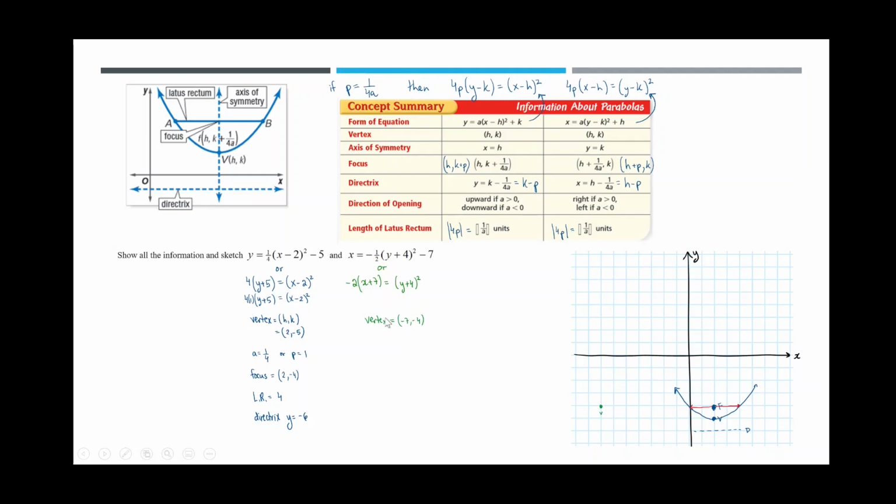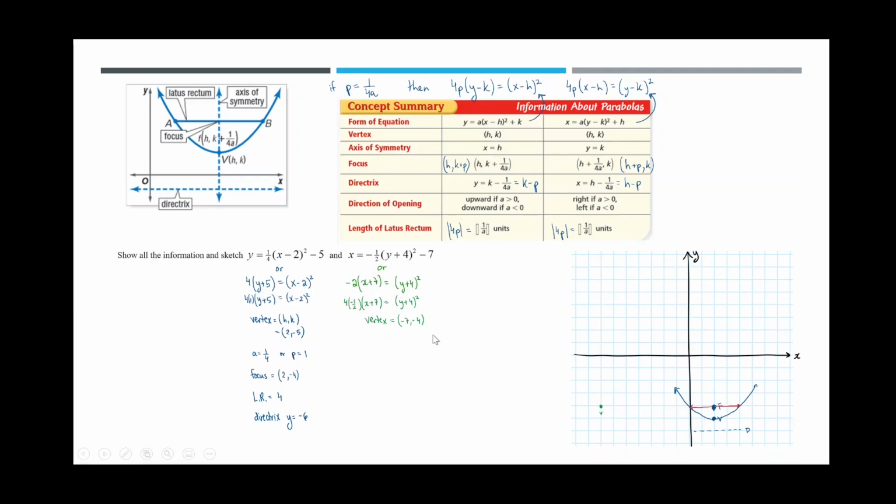Then the vertex is going to be what is subtracted from x here. So there's a double negative there, so it's going to be a -7. So x subtract 7 is equivalent to +7. And then y subtract -4, so that means this would be vertex -4. So you plot that vertex right there.